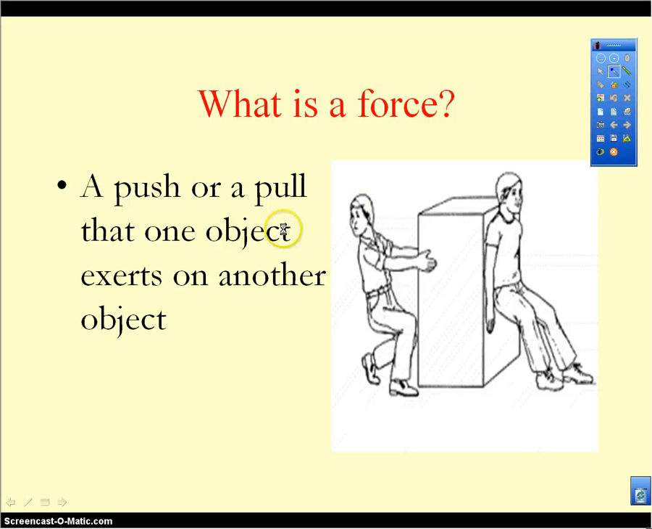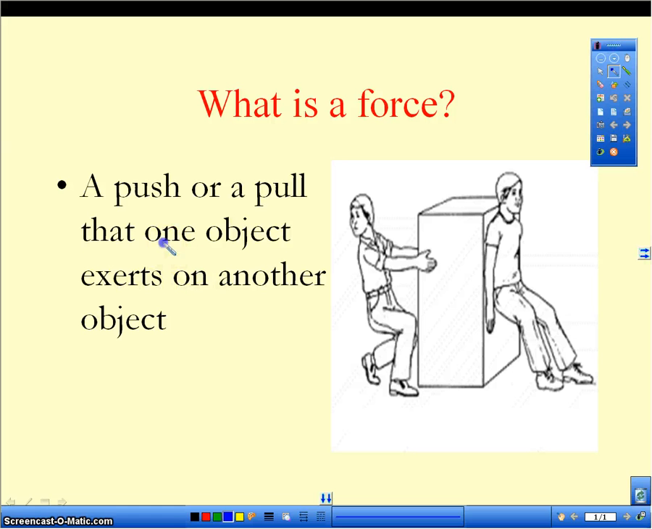What I need you to understand is that there are two objects involved. There's the one that's pushing and the one that's receiving. So you can't put a force onto nothing and you can't receive a force from nothing. There are always two objects involved whenever you have a force interaction.